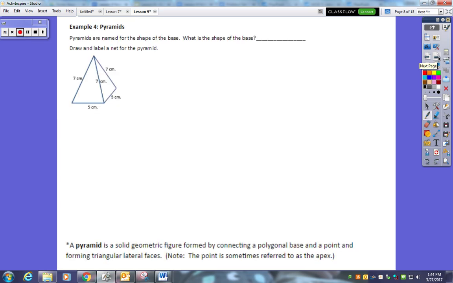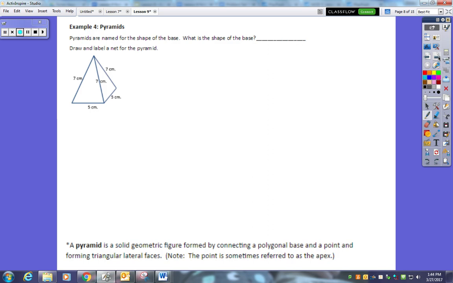Okay, the next one is a pyramid. Pyramids are a little different. If you read down at the bottom, it says a pyramid is a solid geometric figure formed by connecting a polygonal base and a point and forming triangular lateral faces.